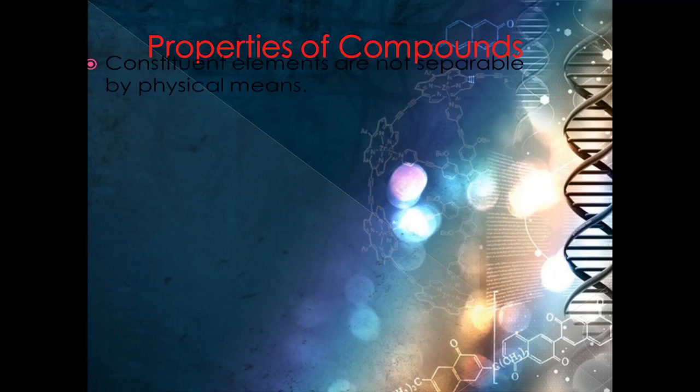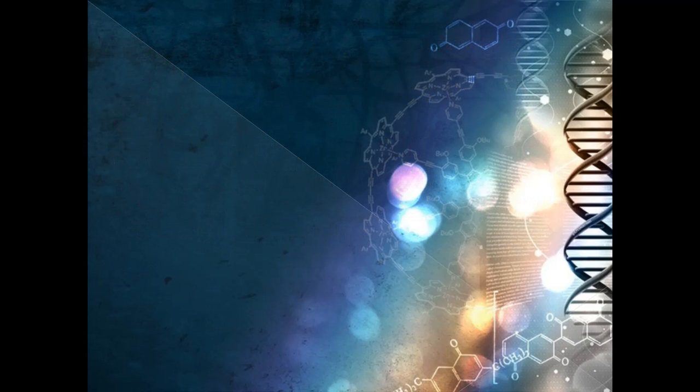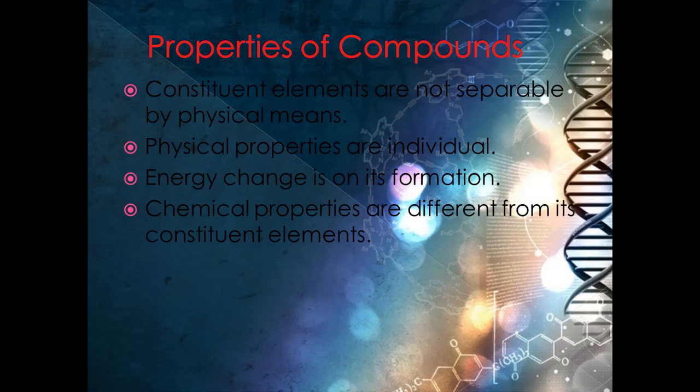Next is the properties of compounds. Now, the properties of a compound: the constituent elements are not separable by physical means. Then physical properties are individual, there is an energy change on its formation, and chemical properties are different from its constituent elements.